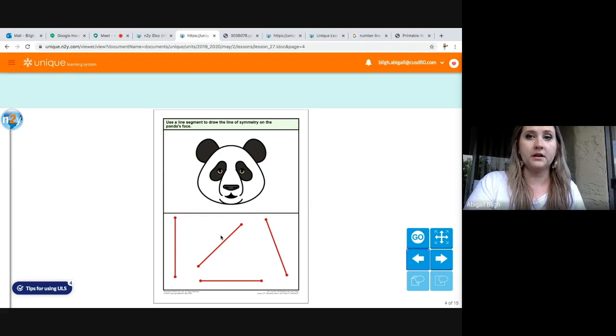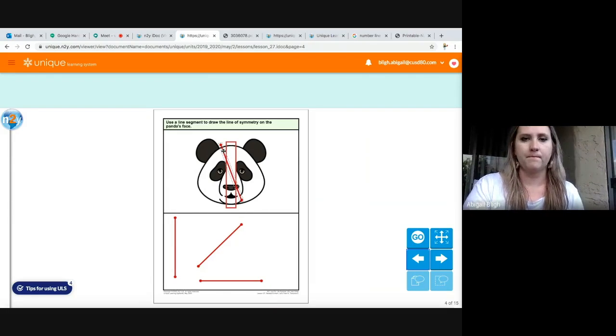Because I'm on the program right now, it's going to let me try each line. I'm going to try this way. What if I were to fold the panda this way? No, because if I fold the panda over, this bottom part is not the same as this top part. This top part has ears and eyes. This bottom part has a nose and mouth, so that's not the same. Let's try this way. Nope, that didn't work either. This side we have too much. Both sides have eyes and an ear, but if we were to fold it, they wouldn't line up the same.